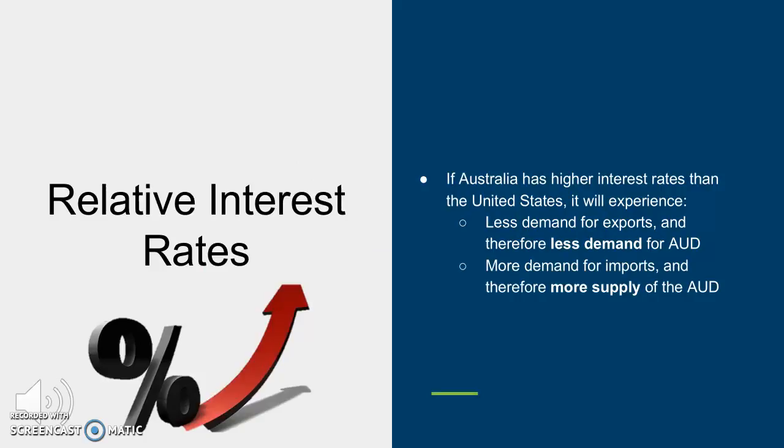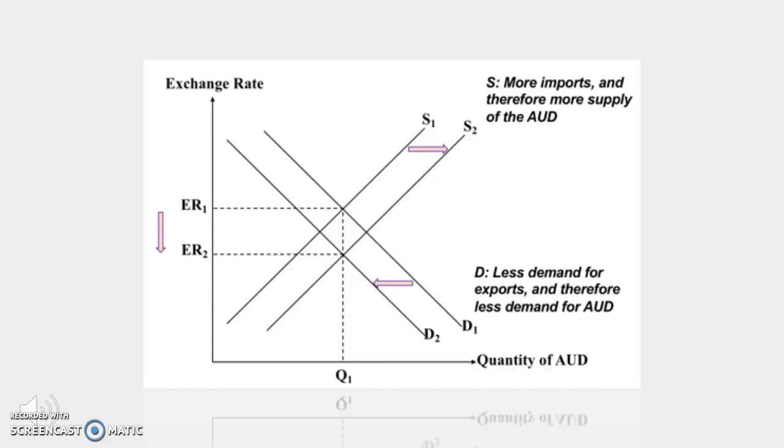We will now be discussing the impact of interest rates on the current exchange rate. If Australia has higher interest rates than the United States, it will experience less demand for exports and therefore less demand for AUD, more demand for imports and therefore more supply of the AUD. As you can observe from the following graph, in regards to the result in the exchange rate, a rise in interest rates would result in an increase in the demand for imports due to the fact that it is more expensive to borrow money locally, causing people to spend offshore and creating a higher supply of the currency, hence a reduction in the exchange rate.